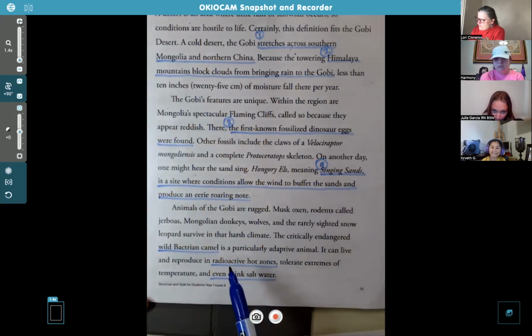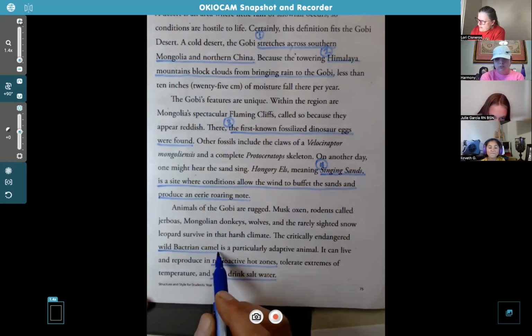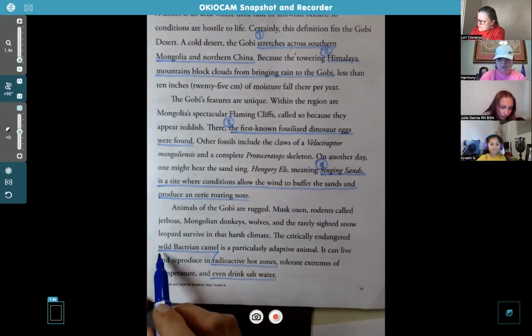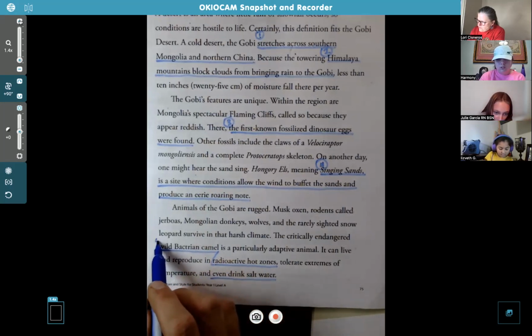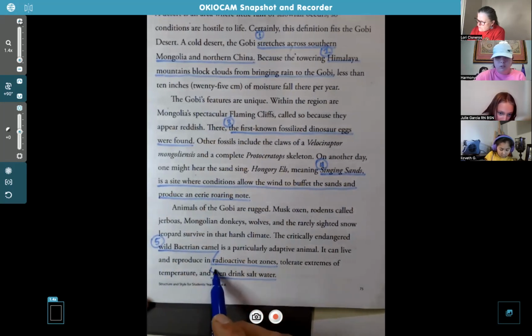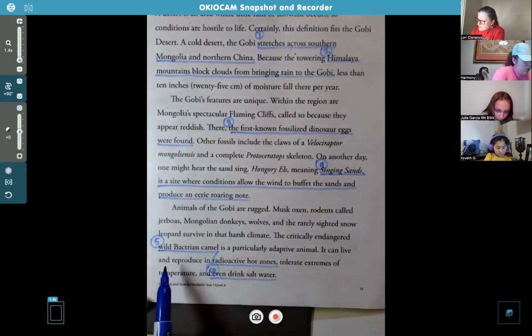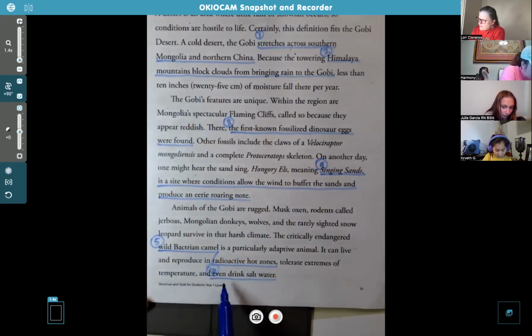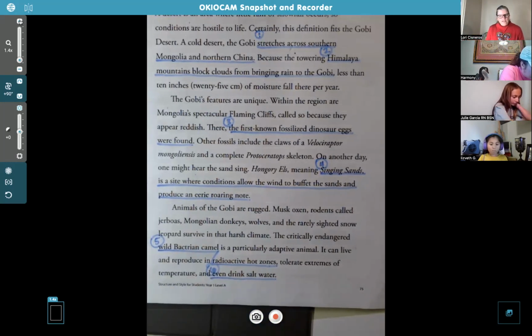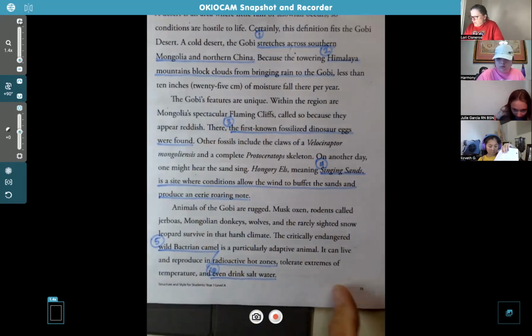So here we have, maybe we can connect these two together like this. This can be number 5. And then this can be number 6. Because this is talking about how they live in these radioactive hot zones and they even drink salt water. So very good. Now we have our 6 interesting facts about the Gobi Desert that we decided together. So from here, we're going to transfer what we underlined to our outline.